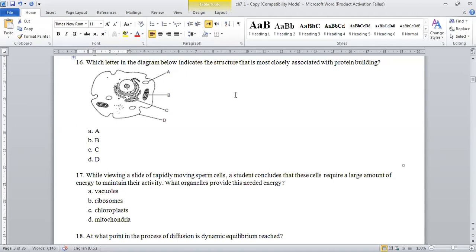Which letter in the diagram below indicates the structure that is most closely associated with protein building? C. Why C? Because it's the ribosomes, ribosomes in the endoplasmic reticulum. Here he is referring to ribosomes in the endoplasmic reticulum. So 16 is C. Excellent.